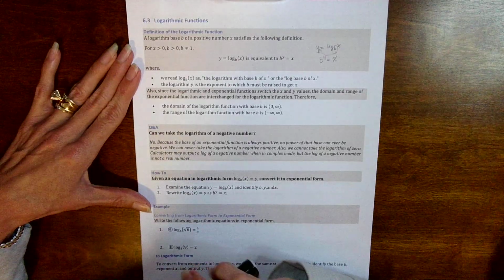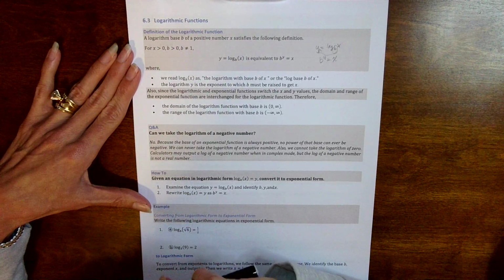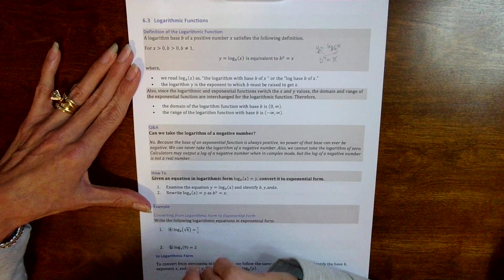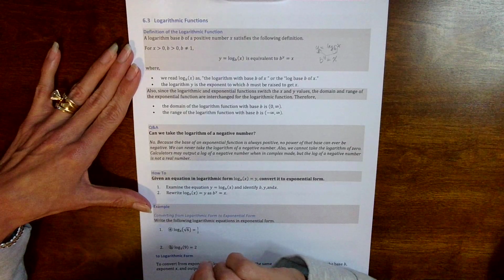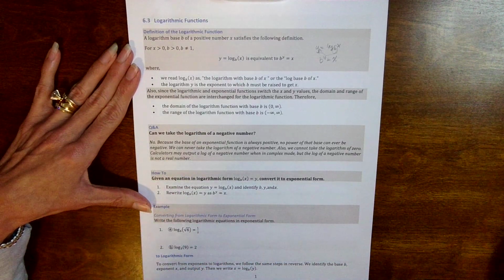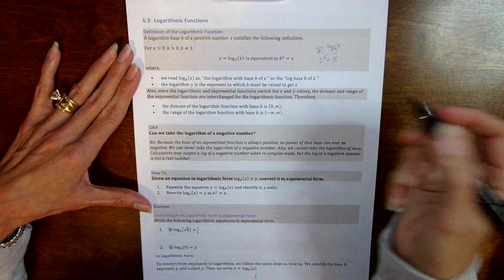Since log and exponential functions switch the x and y values because they're inverses, the domain and range of the exponential functions are interchanged with the logarithmic function. Therefore, the domain of a logarithmic function with base b is 0 to infinity, and the range of the log function with base b is all real numbers.